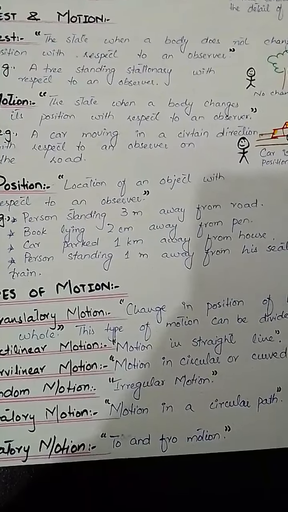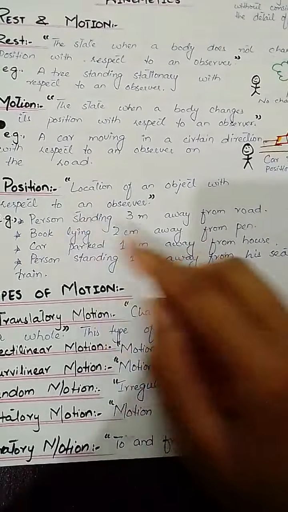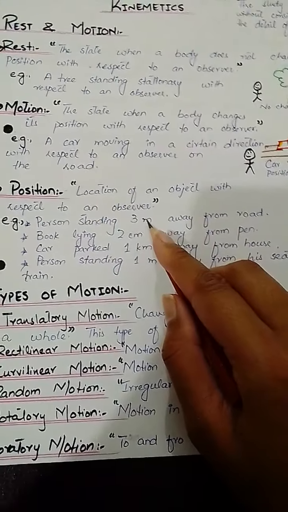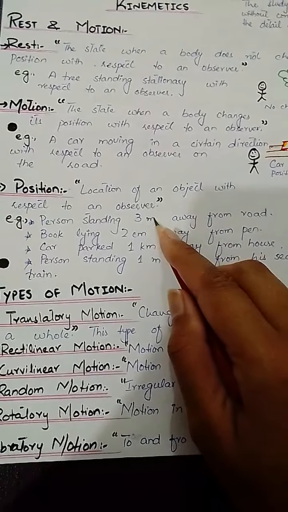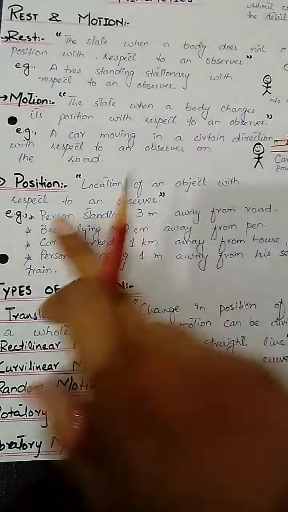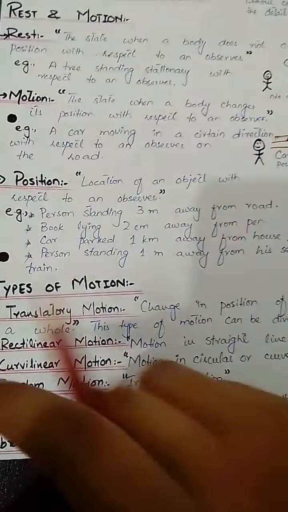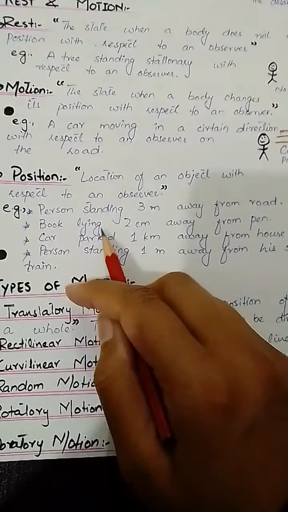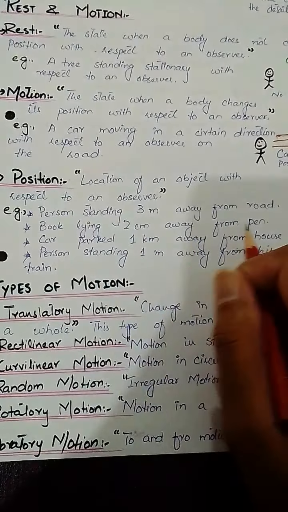that would be your road, right. So if you have a person who is 3 meters away from the road, it means the road is 3 meters away from the person. The person is 3 meters away from the road, so both are relative, right.